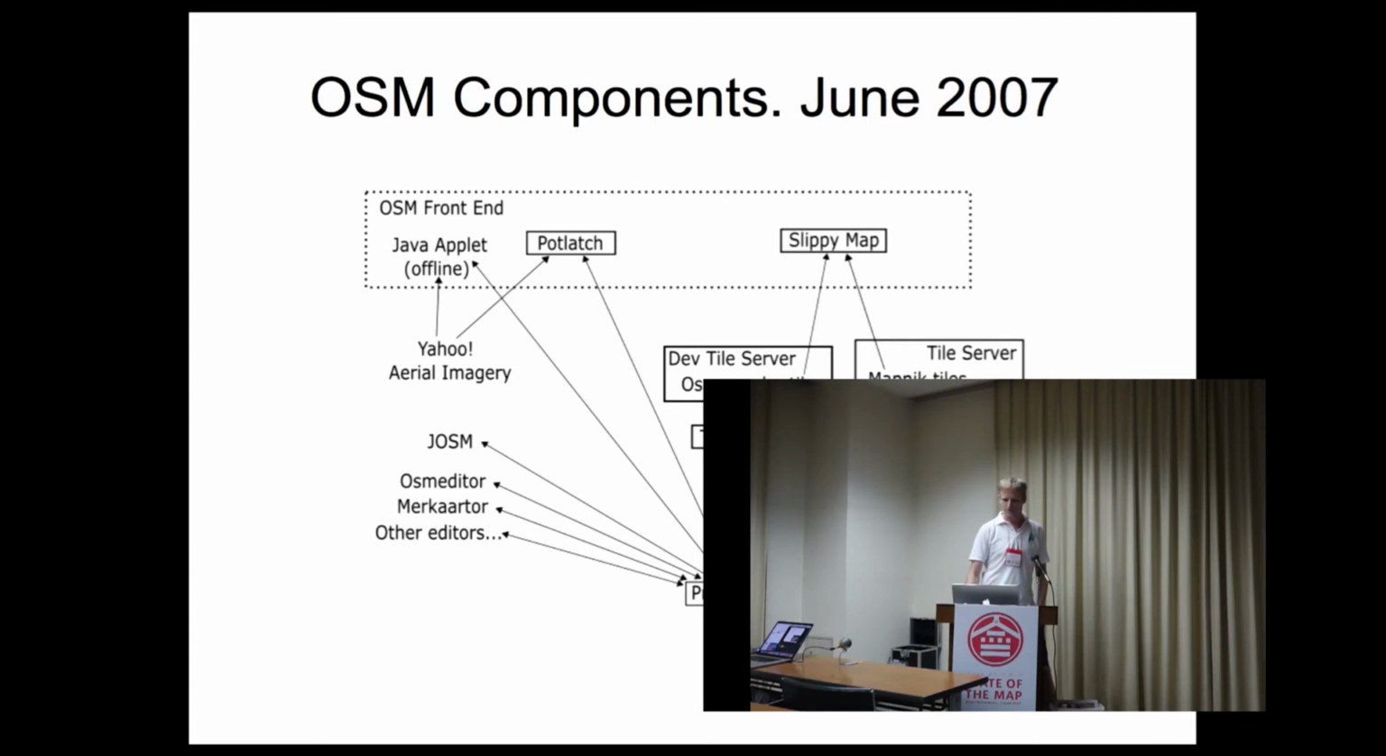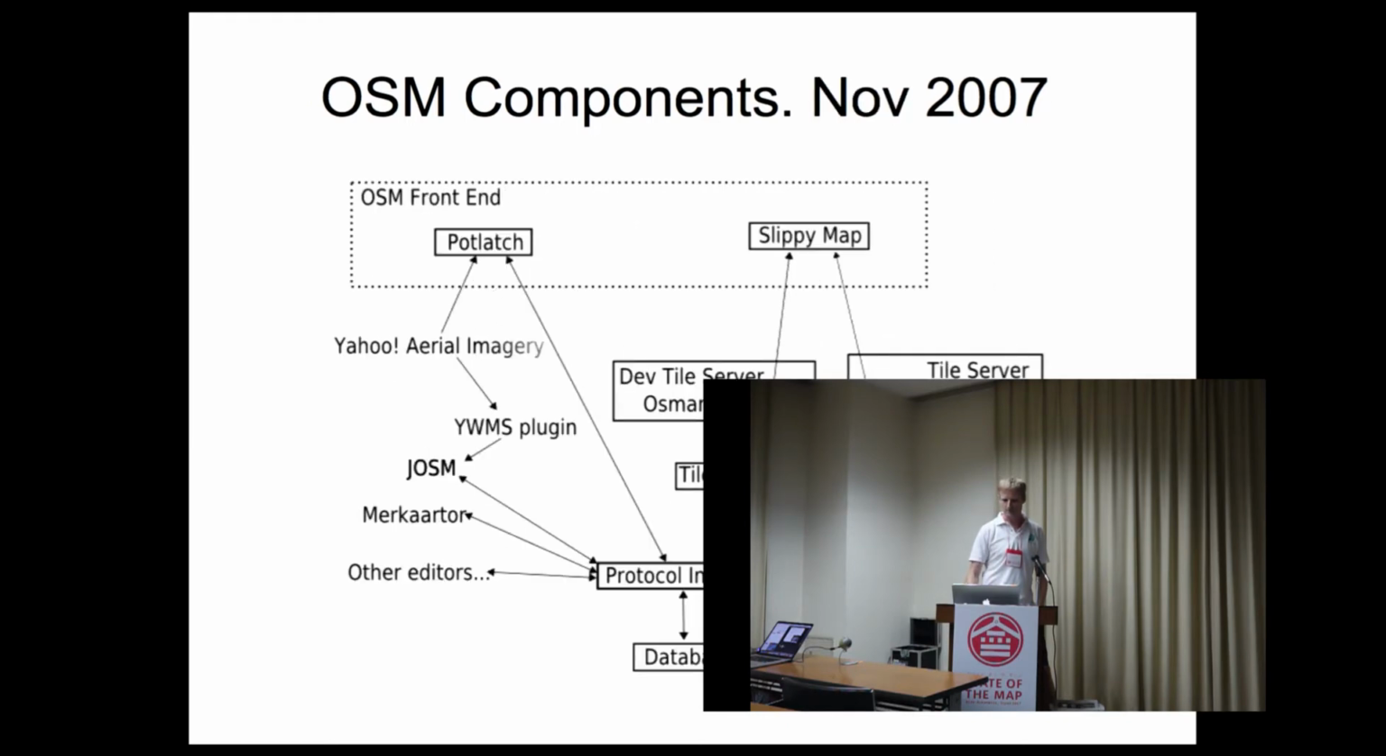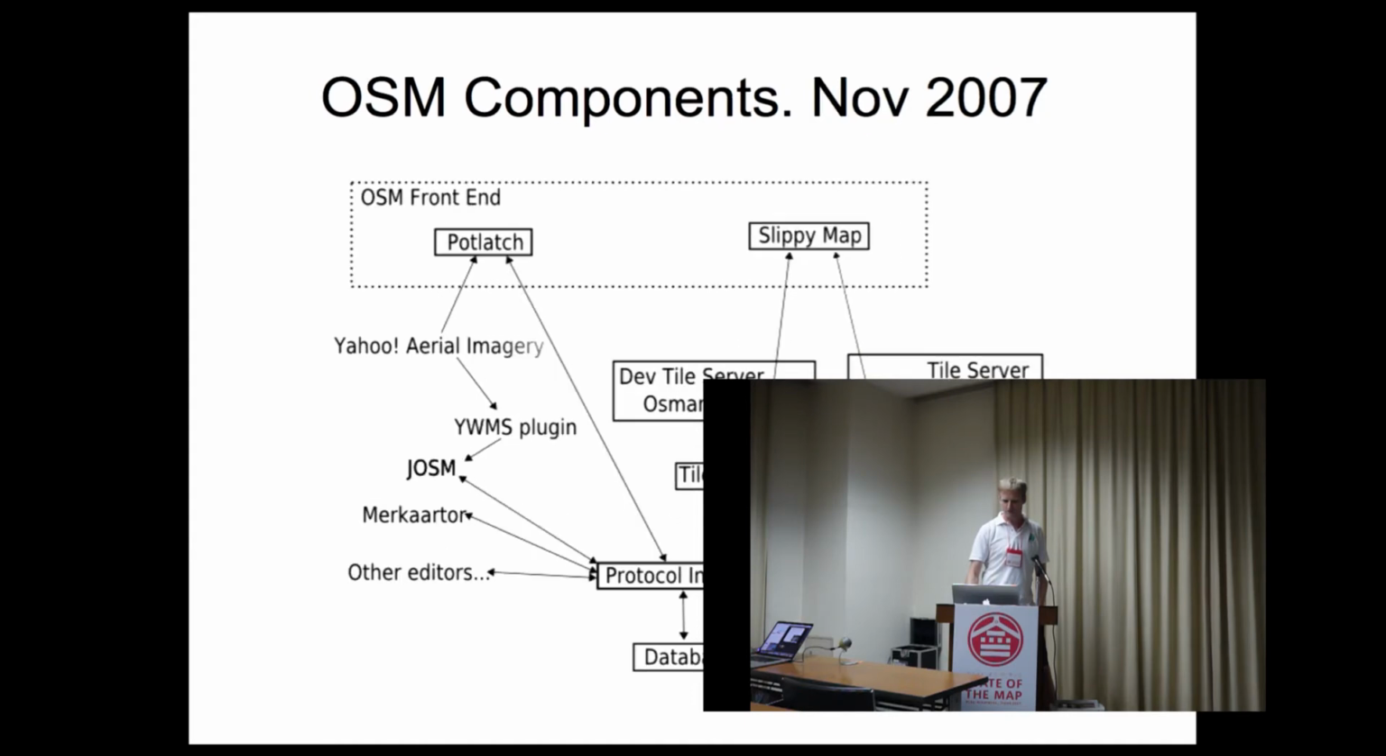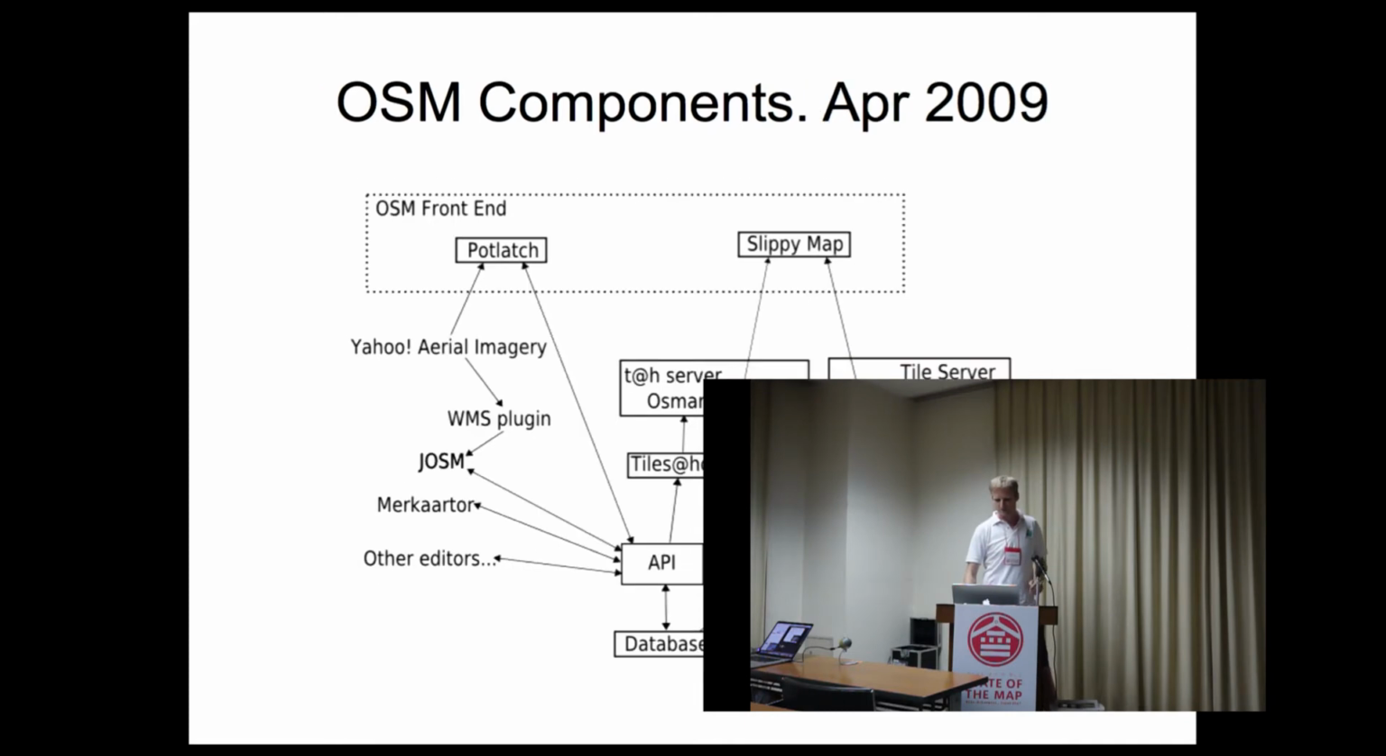Here we're showing the planet dump connected to the protocol interface, which later gets renamed as the API down at the bottom there. So you can see that I've made a mistake there connecting the planet dump to the API, which is not what happens. The planet dump comes out of the database directly. So this progressed over the course of a year or two towards that in 2009.